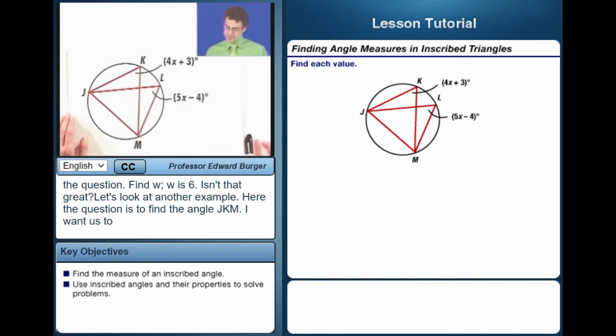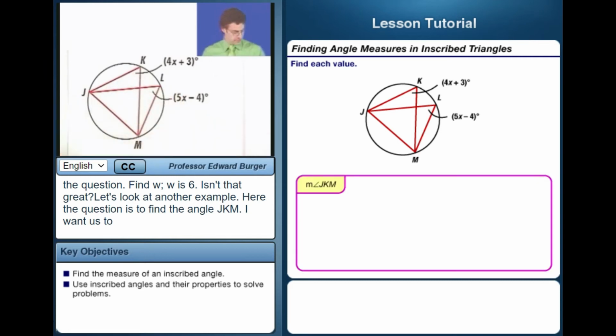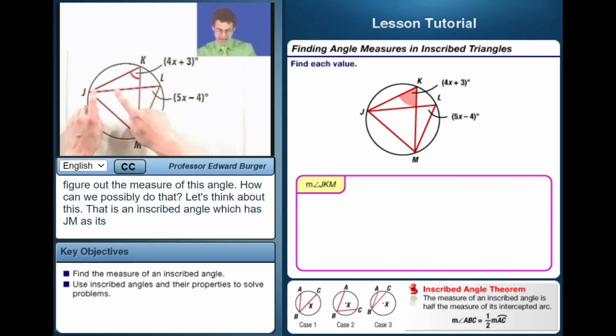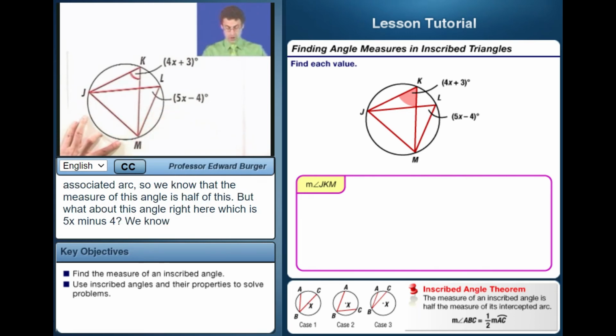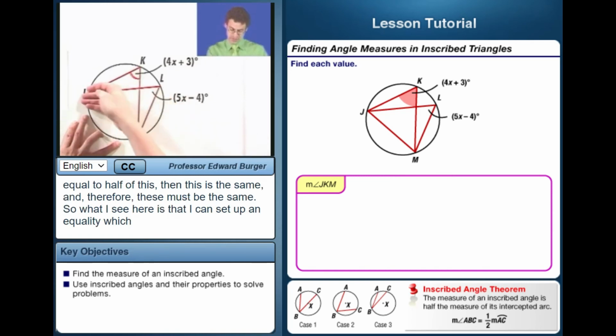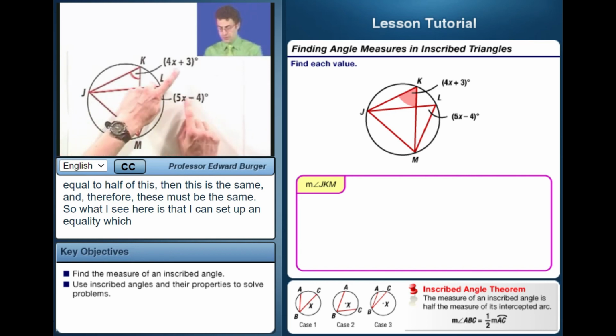Here, the question is to find the angle JKM. So I want us to figure out the measure of this angle. How can we possibly do that? Well, let's think about this. That is actually an inscribed angle, which has JM as its associated arc. So we know that the measure of this angle is half of this. But what about this angle right here, which is 5x minus 4? We know that's an inscribed angle that's associated with the same arc. So in fact, its measure is half of this. This is equal to half of this. This is equal to half of this. This is the same. So therefore, these must be the same.